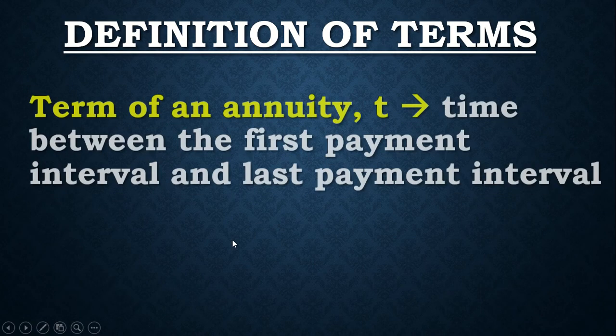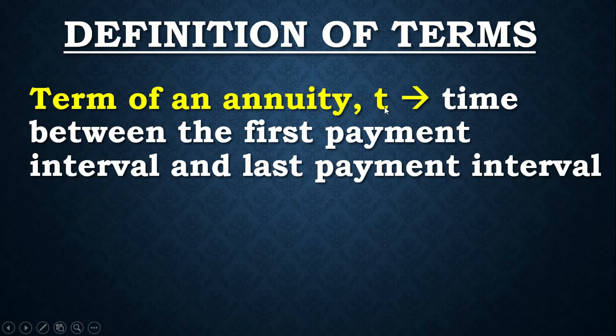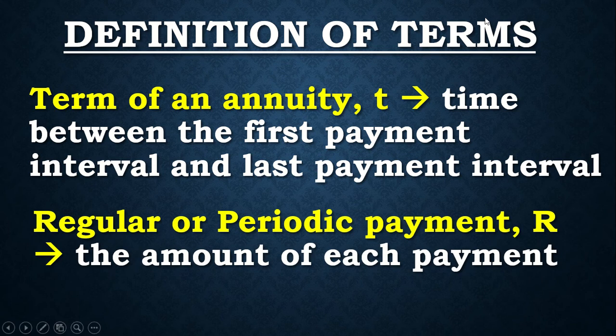Definition of terms. We do have term of an annuity denoted by small letter t, time between the first payment interval and last payment interval. And then we have the regular or periodic payment denoted by big letter R, the amount of each payment.